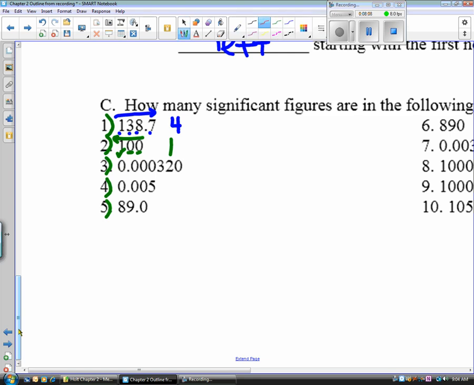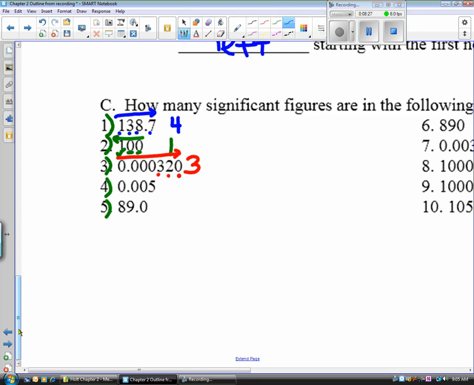For number 3, we have a decimal, so we're going to go left to right. I have to start counting the first one that's not a 0. That's a 0, that's a 0, that's a 0, that's a 0. That's not. 1, 2, 3. Once you start counting, don't stop. That's how you know that last 0 is significant, and there's 3 significant figures there.